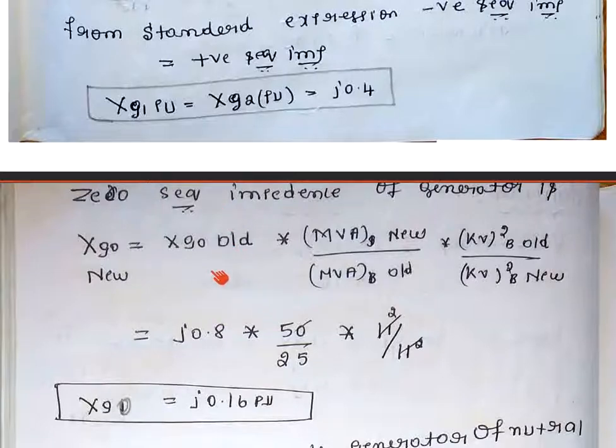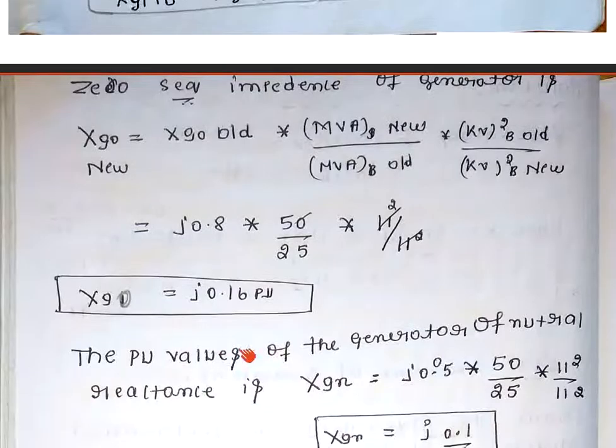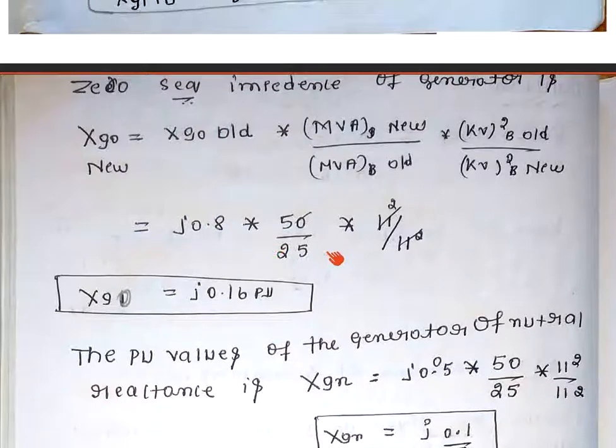With the application of that, xg0 equals MVA new over MVA old, the same. So you will get xg0 equals 0.16. Only the change is in positive and negative, and 0. Positive and negative will be treated as the same, and for 0, this j0.8 has been given in the question. So into 50 by 25, with the same formula you will get j0.16 pu. Now for the generator we have the positive, negative and 0 sequence reactances. Similarly, we need to find the positive, negative and 0 sequence reactances for the transmission lines and for the other machine.